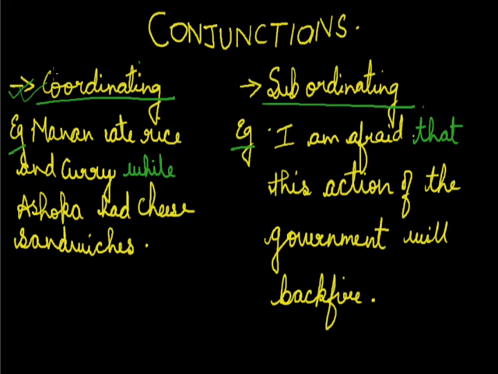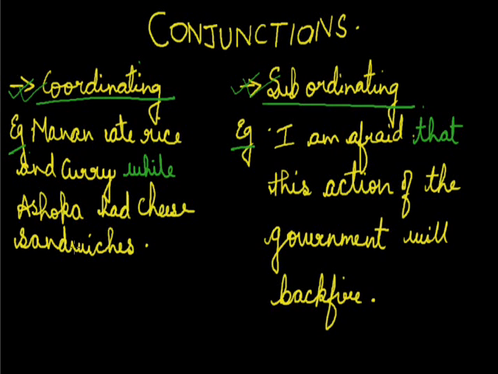Now, conjunctions are divided into two parts. The first is coordinating conjunction and the second is subordinating conjunction. Talking about coordinating, it is a conjunction used to join two independent sentences. Like here I have taken two sentences. The first is Manan ate rice and curry. And the other sentence is Ashoka had cheese sandwiches.